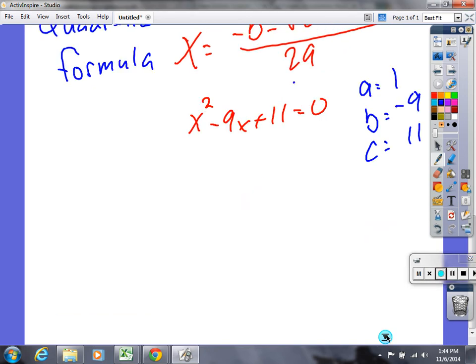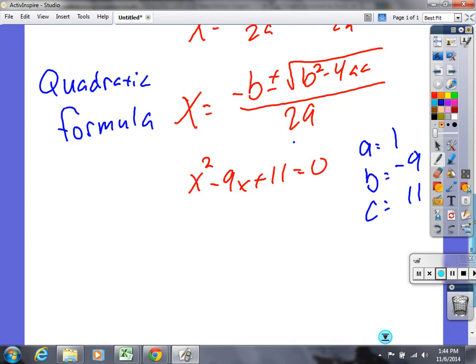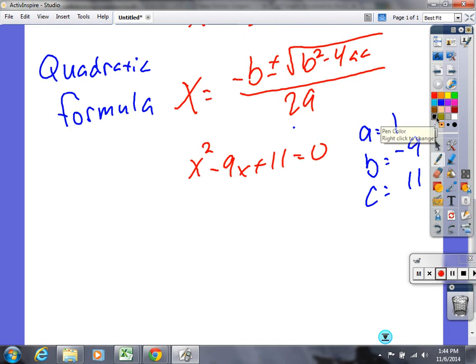Okay, here we go. We're going to solve it. So, here's my equation. And now it's just a plug and chug. It's very simple. Even when I plug and chug, I sing it. X equals negative, what's my b value? Negative 9, so that's a negative negative. Does that make sense?